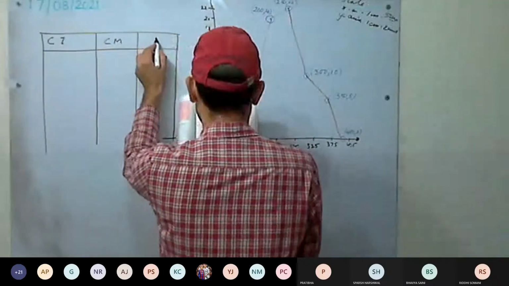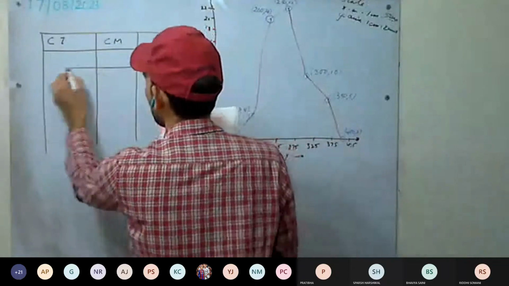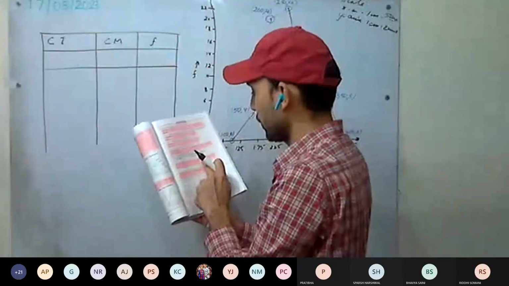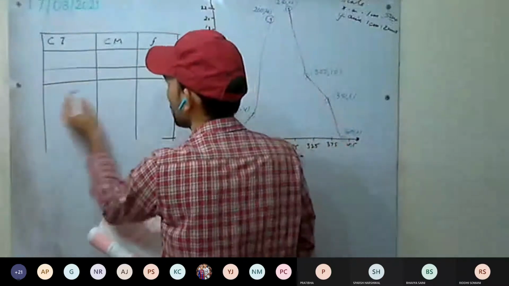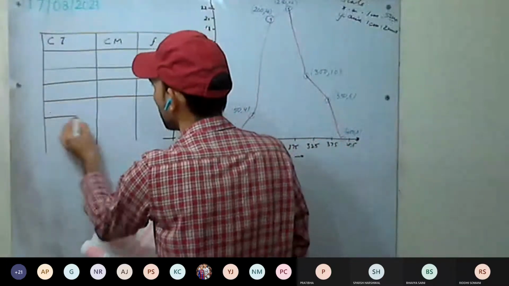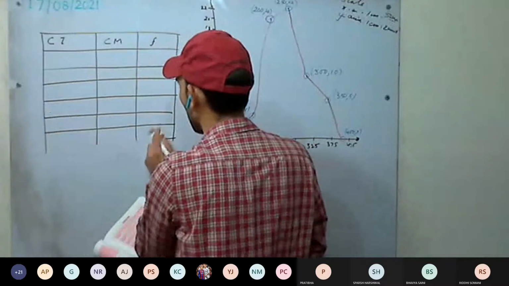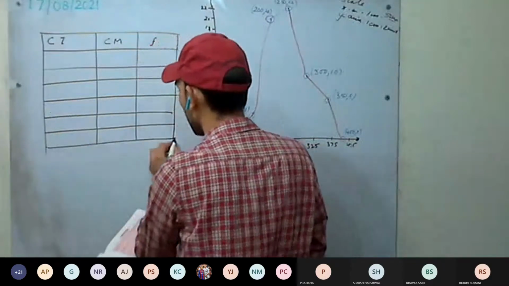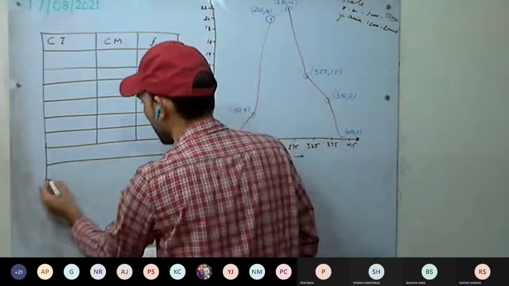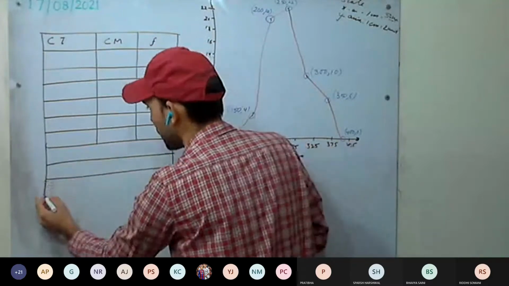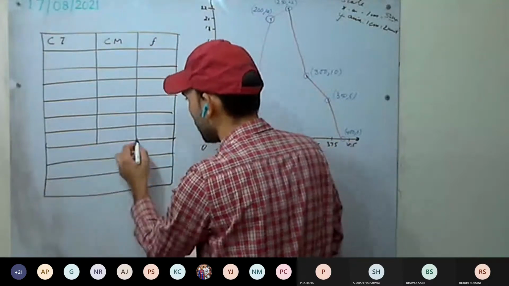Class mark and here frequency. So how many are there? 1, 2, 3, 4, 5, 6, 7. So we'll require 9 here. 2, 3, 4, 5, 6, 7, 8, 9.